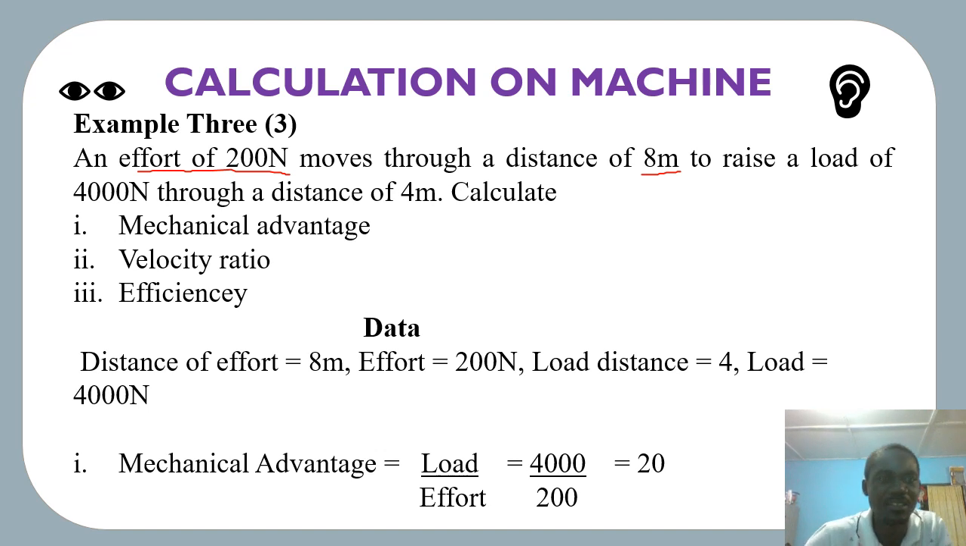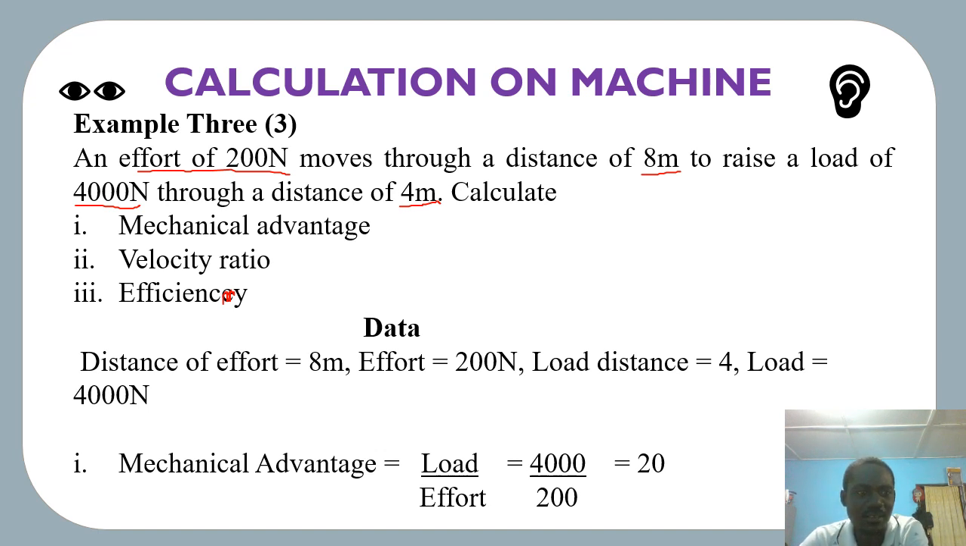So it means that the effort distance will be 8, because the effort is 200 Newton. It's moving through a distance of 8 meters to raise a load of 4,000 Newton, also through a distance of 4 meters. We are to calculate the mechanical advantage, velocity ratio, and the efficiency of the machine. There is no E here, so take note of it.